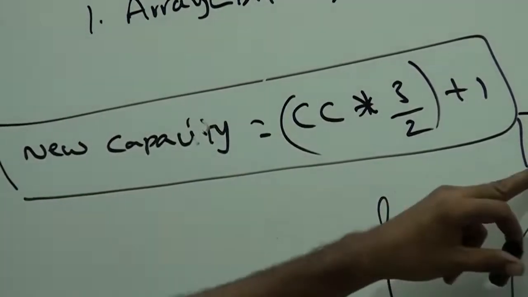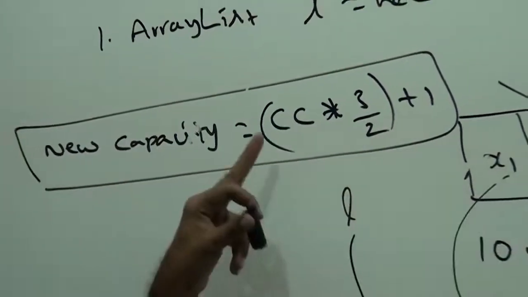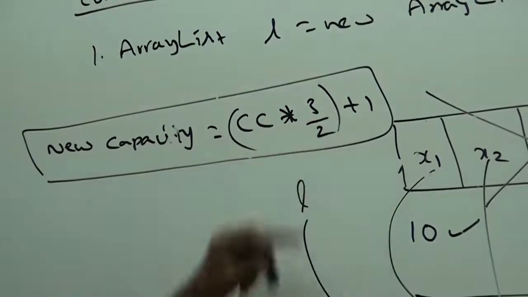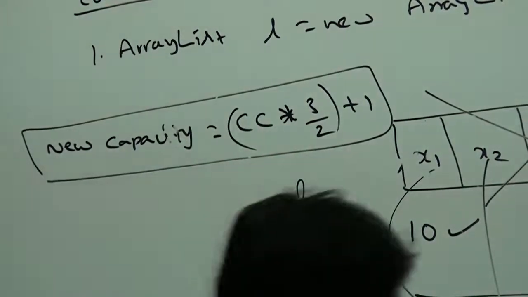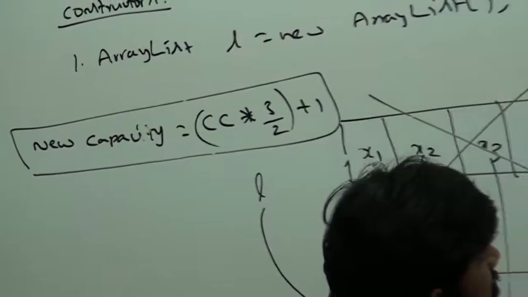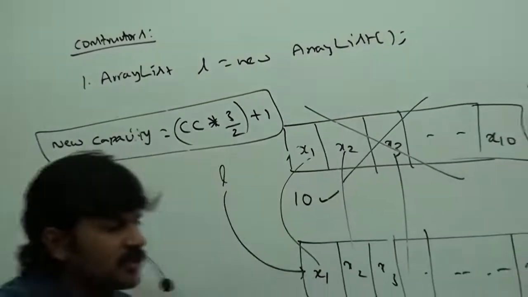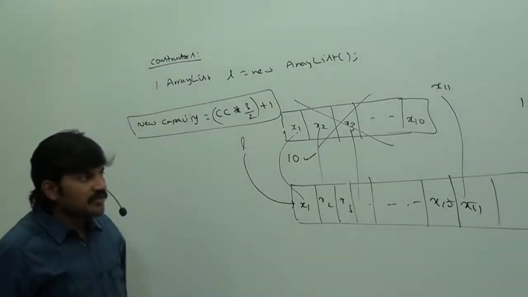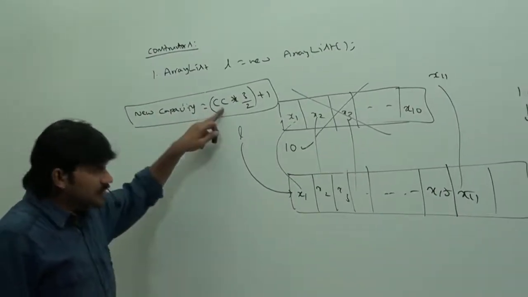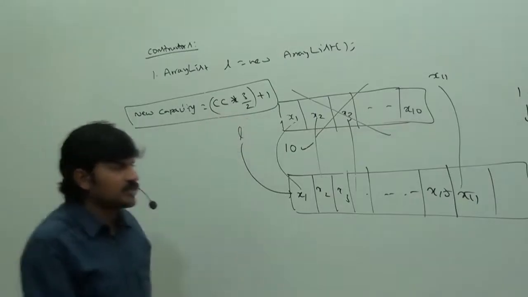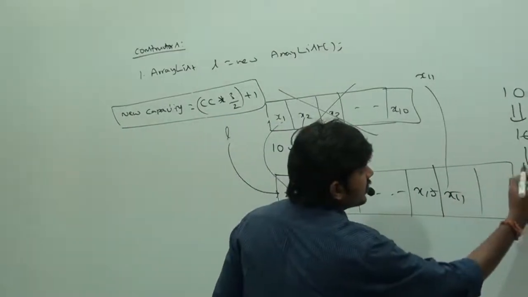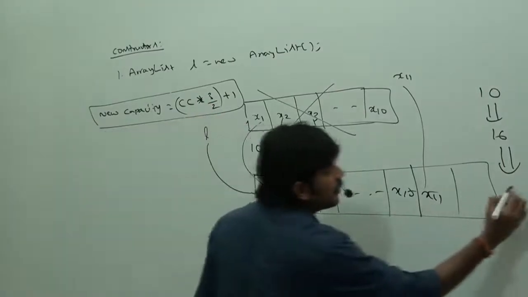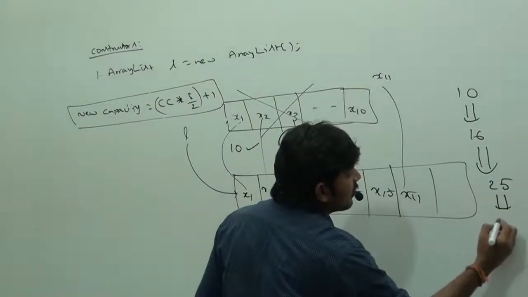Now observe this one, 10. 10 is the current capacity. 10 into 3 by 2, what about its value? 15 plus 1. So this 10 will become 16. Suppose 16 also completed. The 17th element we are trying to insert: 16 into 3 by 2 plus 1. What about its value? 16 into 3 by 2 is 24, plus 1 is nothing but 25.